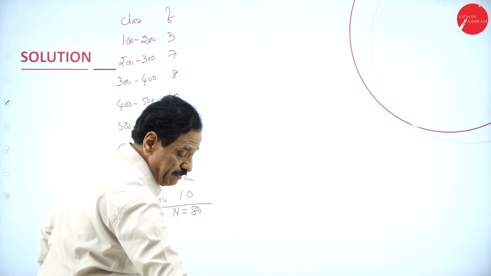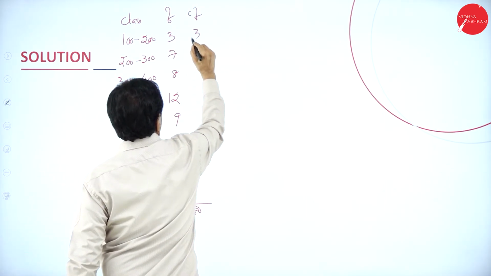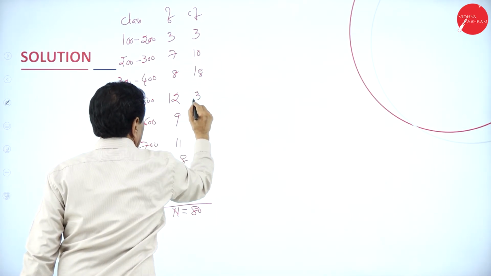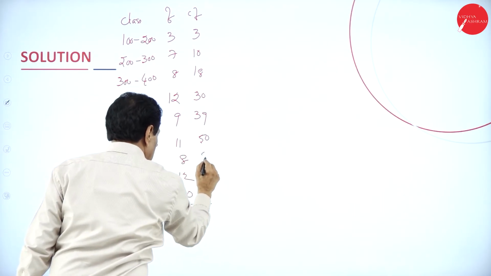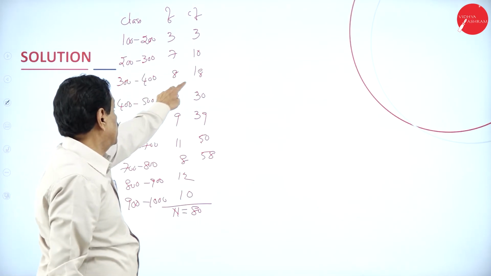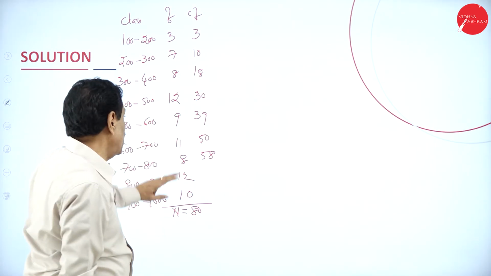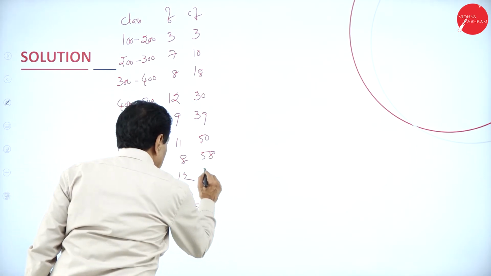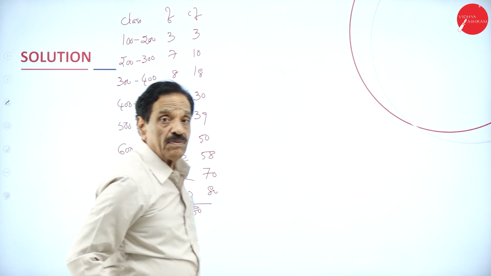Make the CF, cumulative frequency. 3 plus 7 is 10, plus 8 is 18, plus 12 is 30, plus 9 is 39, plus 11 is 50, plus 8 is 58, plus 12 is 70, plus 10 is 80.